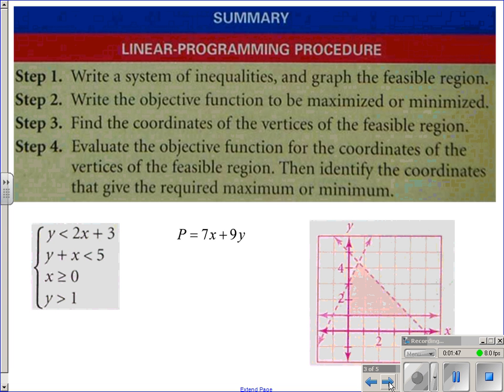The idea of what we're looking at, well, I guess just go ahead and hit pause, copy down this summary. These are the steps that you're going to be doing for these problems. And then I'll talk about what I just said.